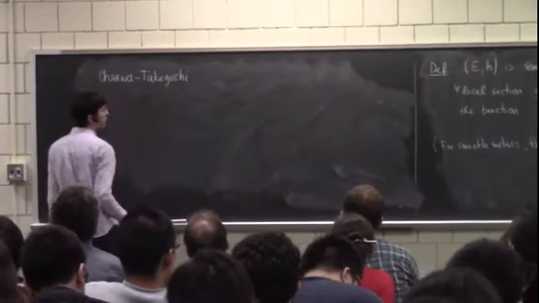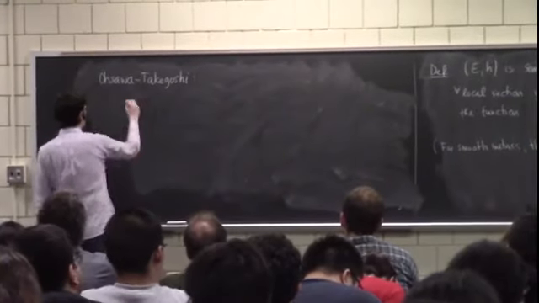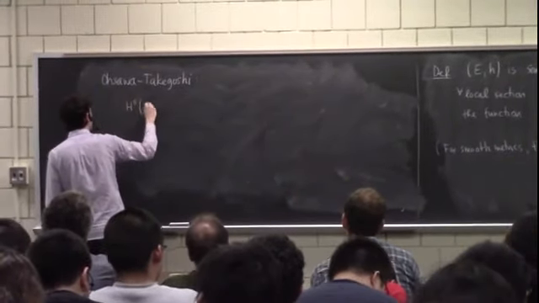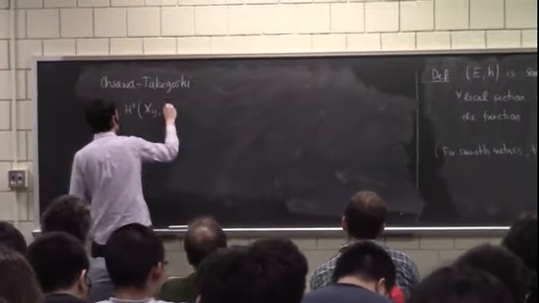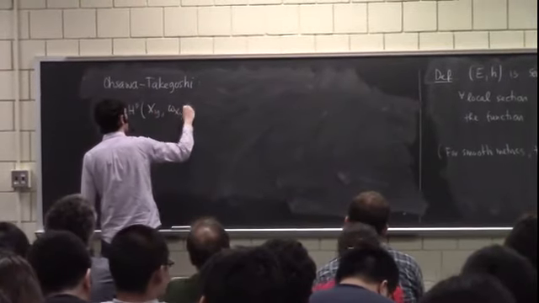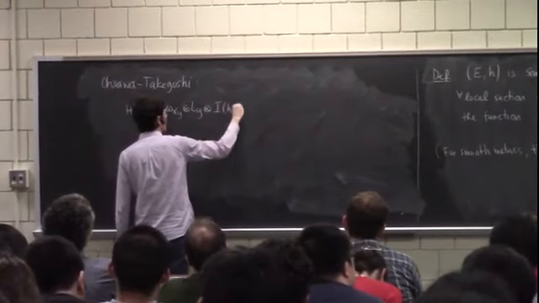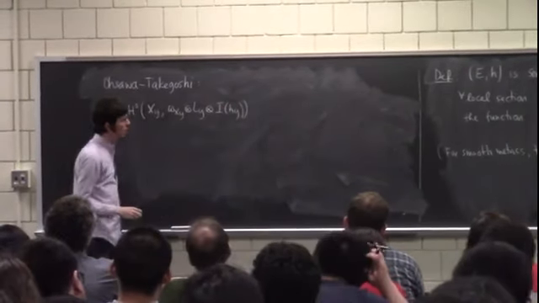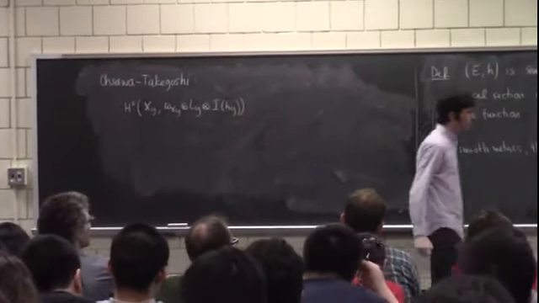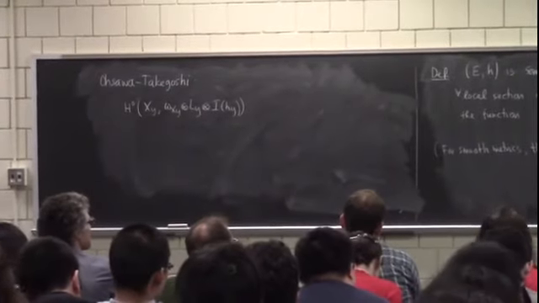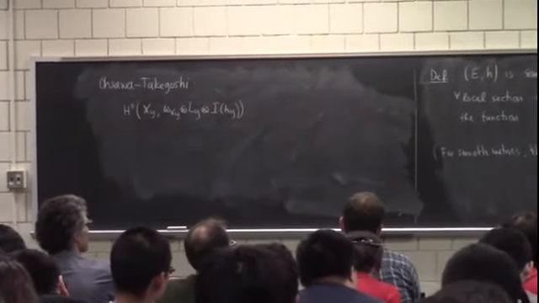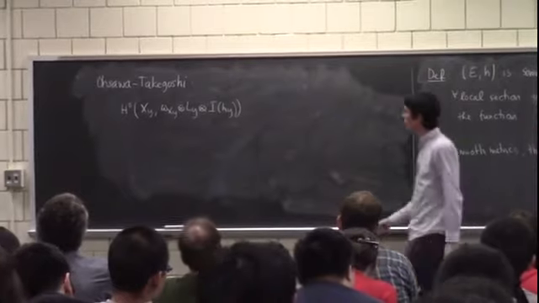So the Ohsawa-Takegoshi theorem will tell me that if I look at sections on the fiber that are in the multiplier ideal, so sections that are square integrable on the fiber, this is a certain subspace of this space here. That's always contained in this E_Y. Okay, so this is what this will say.